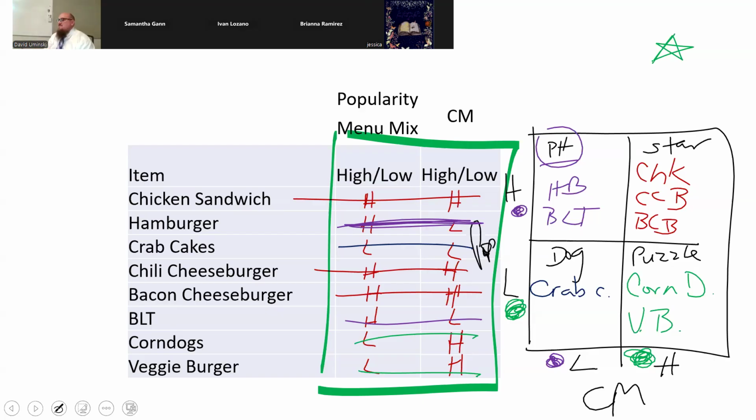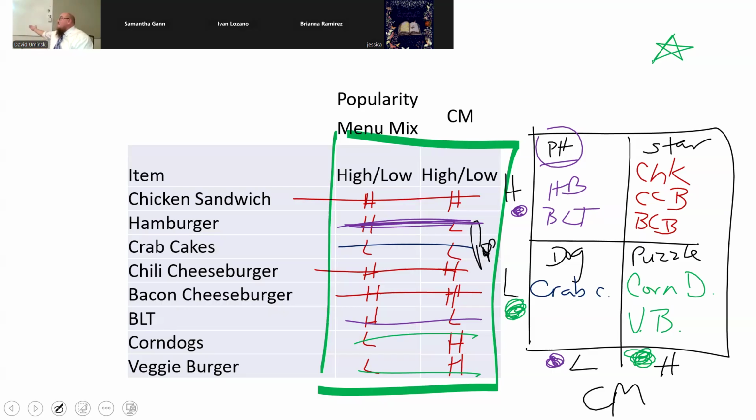Let's talk about our plow horses and our puzzles real quick. So our puzzles, they're not very popular, but they make us money. That corn dog and the veggie burger. Would we get rid of those? Because they're not very popular. Why might you not get rid of the corn dog or the veggie burger? They may not be ordered as much, but they still make back what they sell. They're not super popular, but at least they're making us more than the average contribution margin. Why else might we not get rid of those two items? What is unique about those two items?